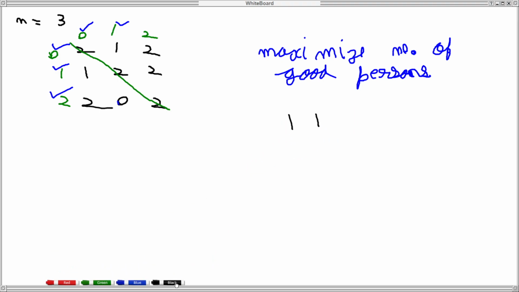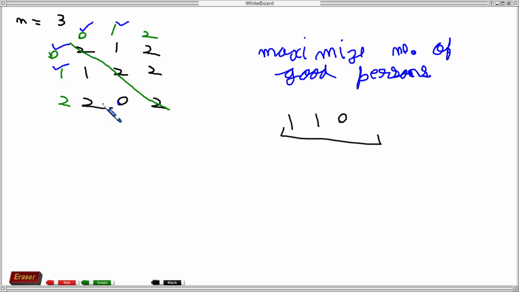Now if we assume something like this, 1 1 0, then we have assumed that the zeroth and first persons are good. Now the zeroth person is saying that the first person is good, and we have already assumed the first person to be good, so it is all fine. Now the first person is saying that the zeroth person is good, and we have already assumed the zeroth person to be good, so it is all fine.